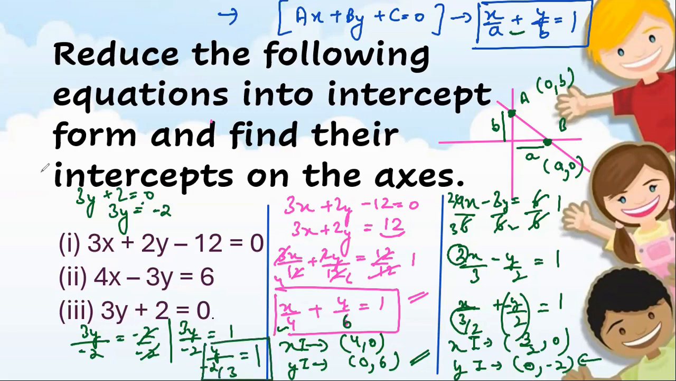So what are the intercepts, everyone? Please understand it very carefully. The x-intercept for the third equation will become (0, 0), because there is no coefficient of x. There is no x, so a is also 0. If there is no x, it means a is 0. And the y-intercept is (0, -2/3). Negative 2 by 3, right? So this is it, everyone.